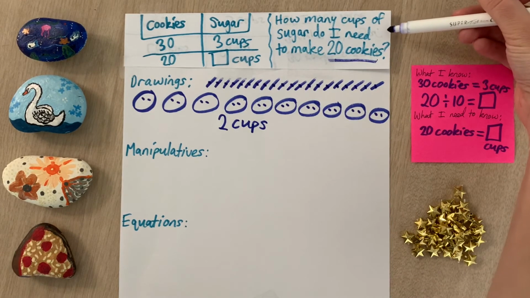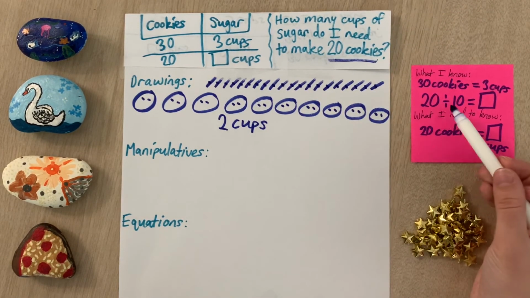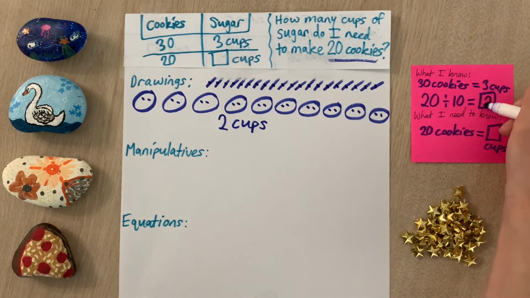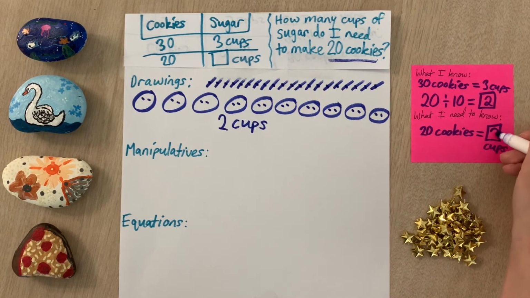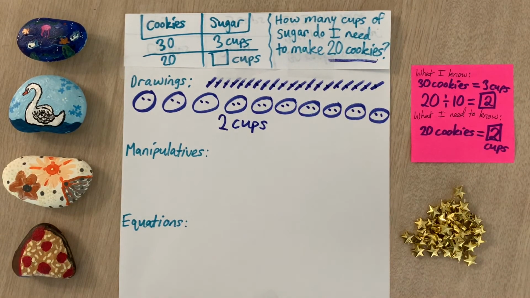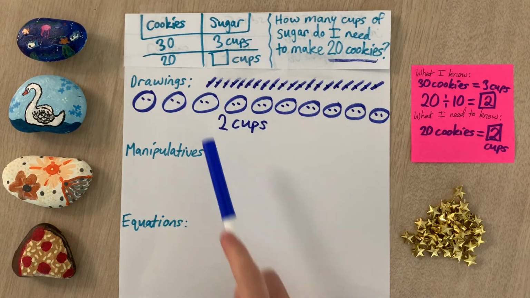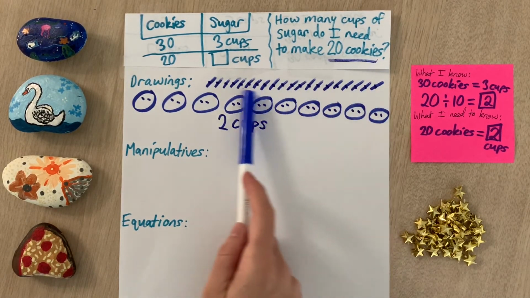So how many cups of sugar do we need? We need 2 cups. 20 divided by 10 equals 2. So 20 cookies is going to be 2 cups. Let's solve this using some other strategies though, because this strategy wasn't completely efficient, right?